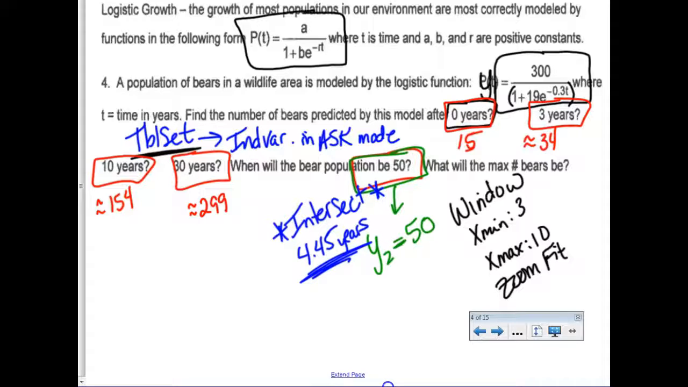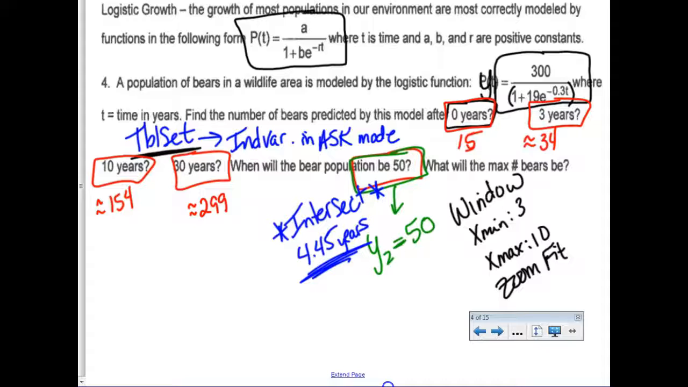And then it says, what's the max number of bears? So maybe before this discussion, you might have thought, well, there isn't a max number of bears because whatever, bears can do what they want. Not really. I mean, look at that curve. It flattens out, doesn't it? So you have a choice. You can either trace along the curve, or you could go back to your table and just plug in a really large number of years, like put 1,000 years into that formula.